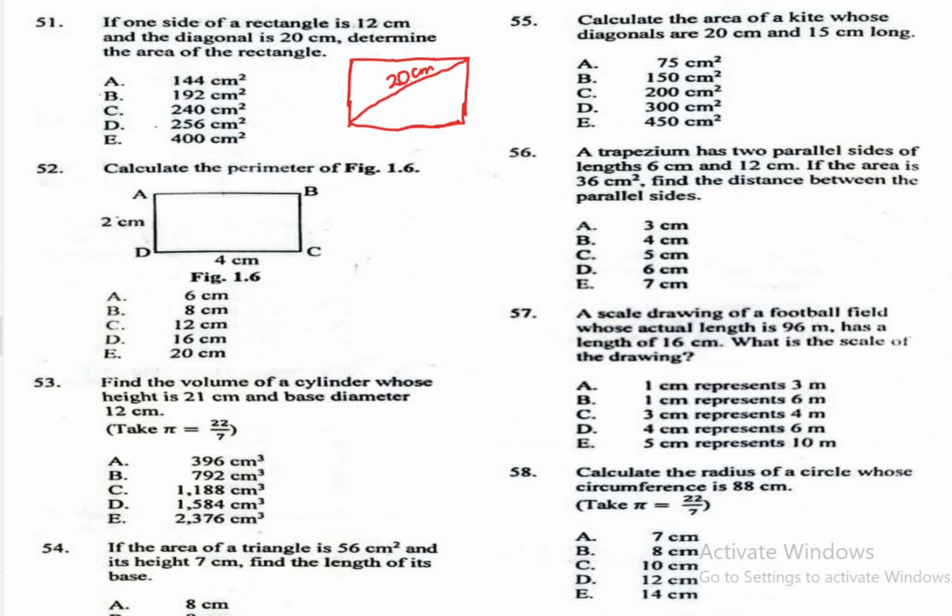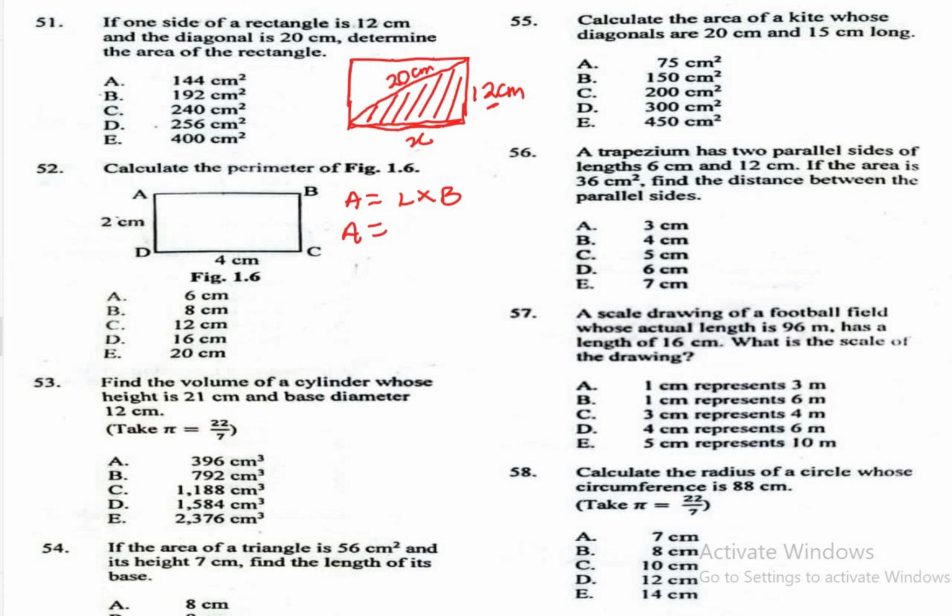We know that one side is 12 centimeters. Determine the area of the rectangle. We also know that area of a rectangle is length times breadth. We know that one side is 12 centimeters. We need to get the other side before we can use length times breadth to get the area. So let this be x. We can get this missing side using Pythagoras theorem. This is a right angle.